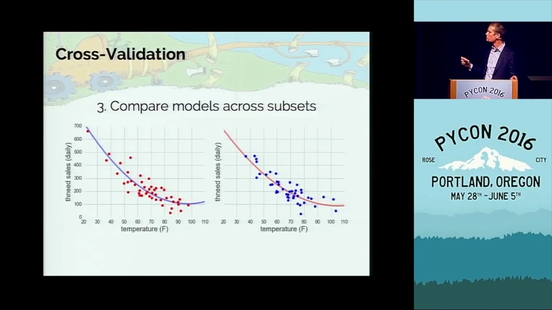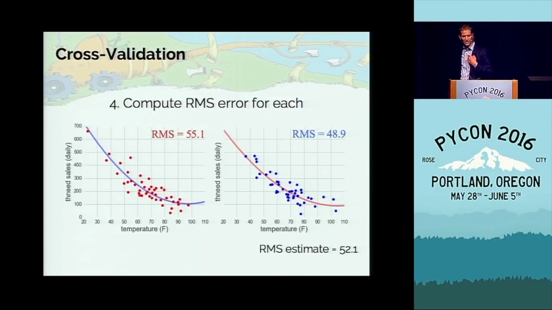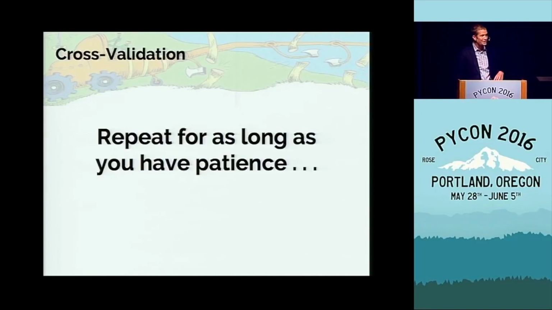If we have a model that's really drawn to that top left point and really highly influenced by that top left point, then testing the model on a data set that doesn't include that top left point is a better and more robust way to see how well the model is doing. All right, so then once we've done that, we can compute the RMS error for each model. And we repeat this for as long as we have patience to repeat.